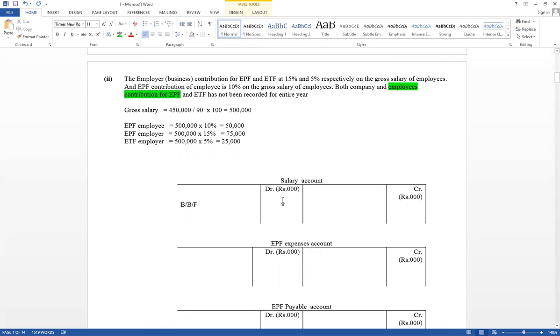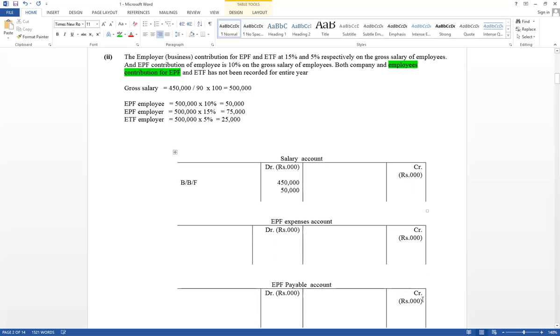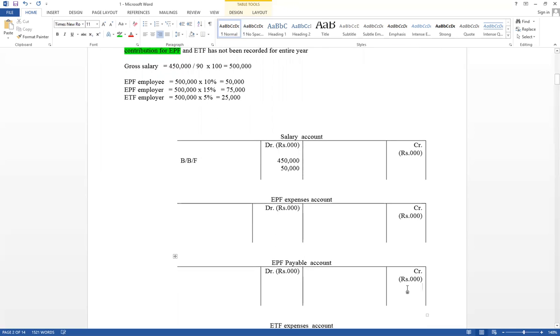From the beginning, in the salary account, as a balance brought forward, the salary trial balance of 450,000 has been given. That value should be included as a balance brought forward. Then the contribution of the employee affects salary. This 50,000 is a salary account debit. Think about double entry: salary account debit, EPF payable account credit 50,000.